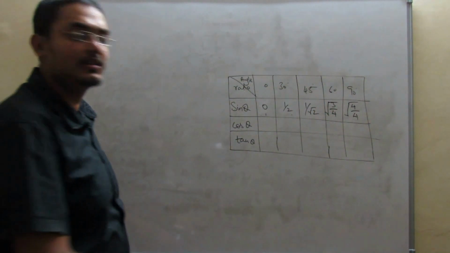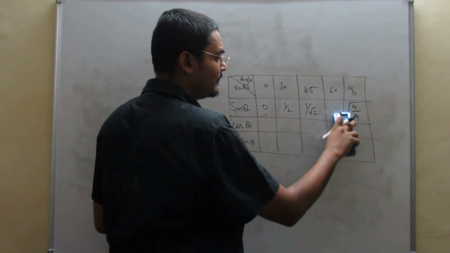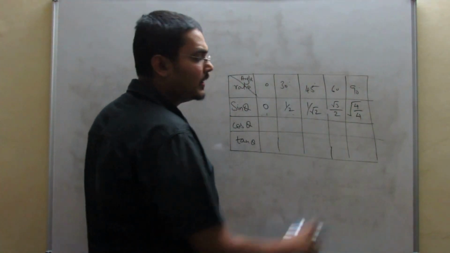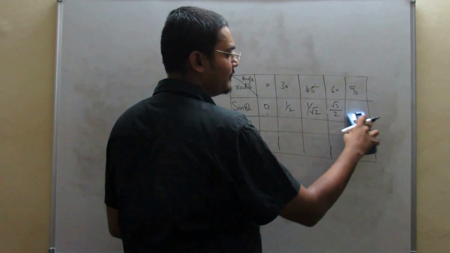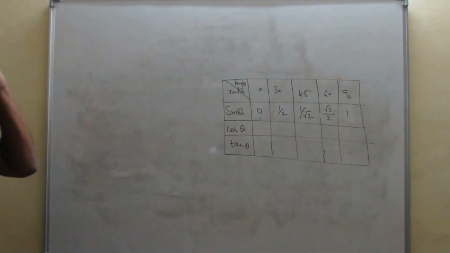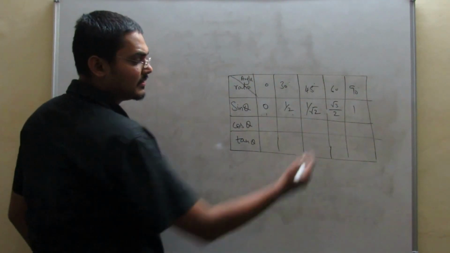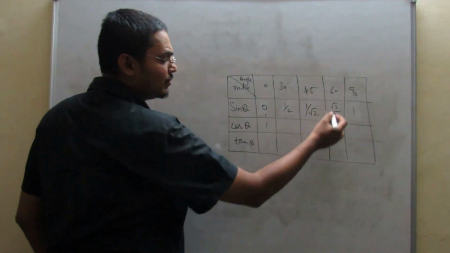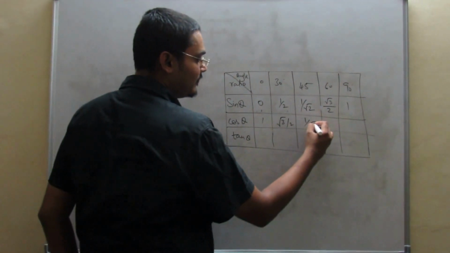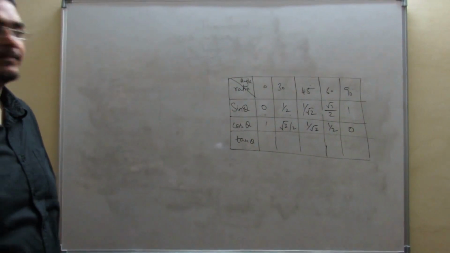For 60 degree, your root 3 remains same, root 4 comes out, your answer would be root 3 by 2. Root 3 remains same, root 4 becomes 2. And for this it is 1. Root 4 upon root 4. Now you copy this table in the reverse sense. This 1 comes here, this root 3 by 2 comes here, this 1 by root 2, now this half comes here and 0 comes here. So you just copy this table in reverse order.